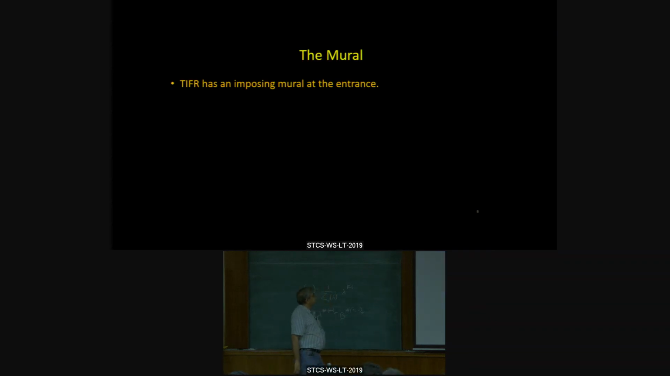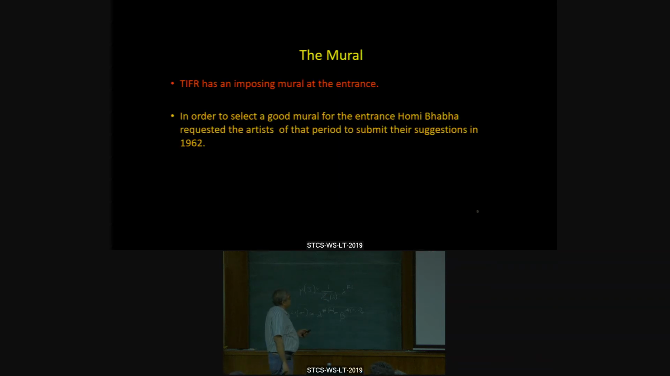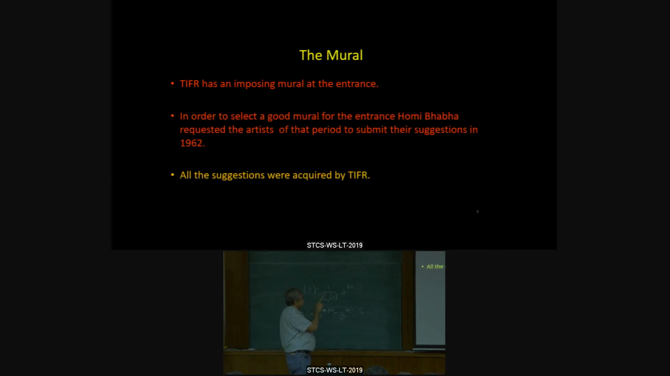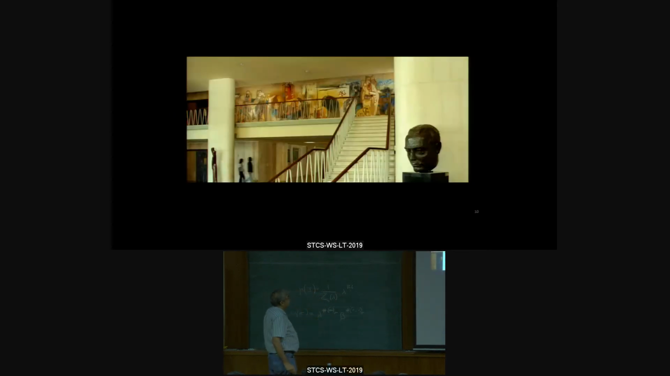The second one is a little more simple. It is the imposing mural that we have on the mezzanine floor. In order to select a good mural, Homi Bhabha invited a lot of suggestions, and all the suggestions that were given were purchased by TIFR. So TIFR has the entire collection of all the possible ideas that came up for that mural. The interesting thing about these, and I'll show you all the examples, is that it gives you an idea about what the community thought of TIFR when TIFR started. What did it look like to the artist? And that's what we will do.